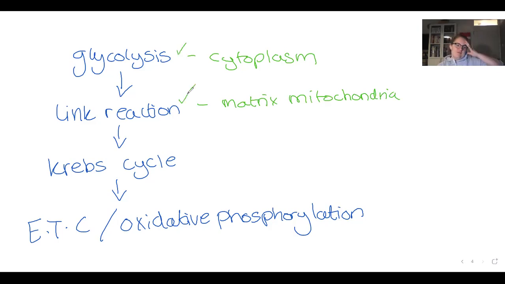Now we are going to look at the Krebs cycle. You're going to see it, and it's going to probably be very reminiscent of, what is the word I'm looking for? The Calvin cycle. But yeah, Krebs cycle. It basically is a series of oxidation and reduction reactions. And again, this one takes place in the matrix of the mitochondria.